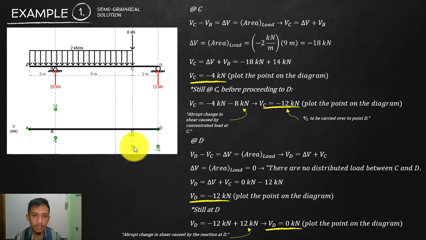And then lastly, is there an area of loading here? None. So that will be constant. We will carry that there. And then that will be closed by your reaction here, which is positive 12. It will be going back to 0. Okay? That is how you will know you are correct, because it will always close on your last point.